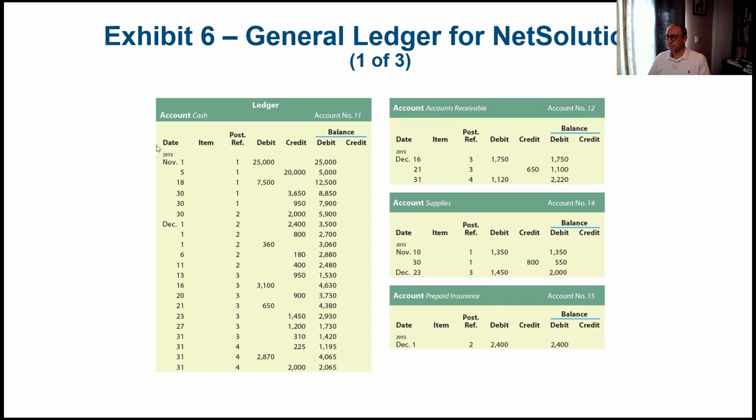So we can see here we have the cash ledger, or the cash account under the ledger, and you can see it has the account number on the top and its name, and then we have the date of all the transactions. In the post-reference column we see the journal, or the general journal pages. This is where all these transactions came from, and then the debit values and the credit values, and then we have the running balance.